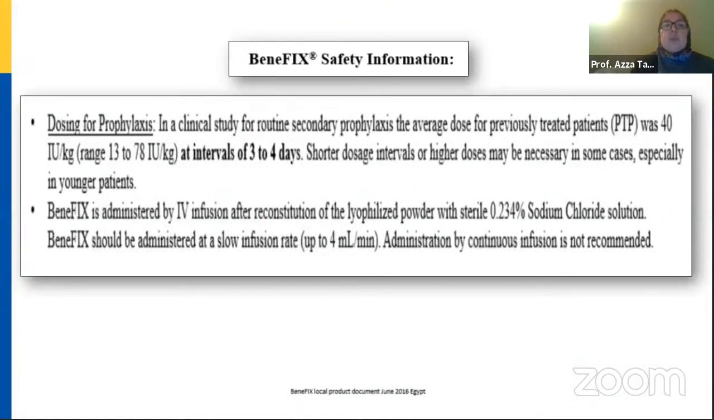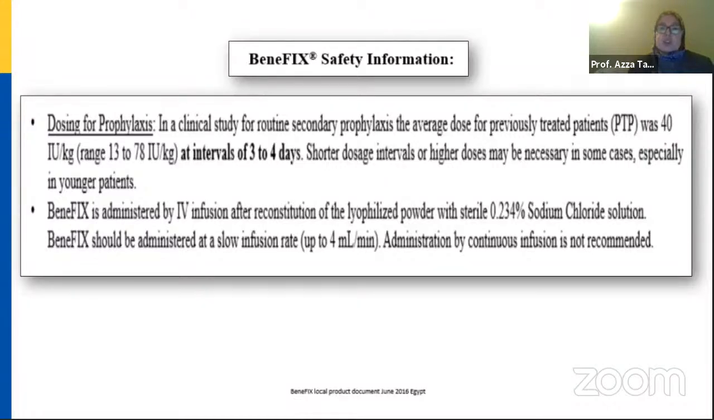Dosing for prophylaxis in previously treated patients, and in clinical trials, it was 40, range from 13 to 78 at intervals of 3 to 4 days. So it can be given twice a week. But in younger patients, especially, you may need shorter dose intervals and or higher doses.